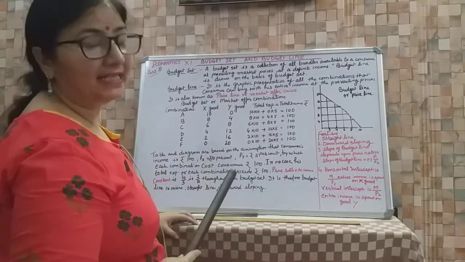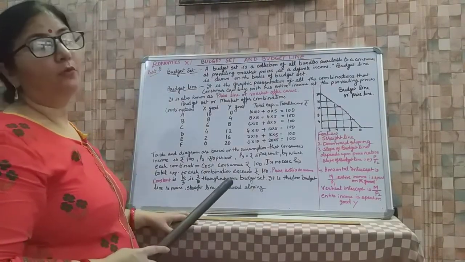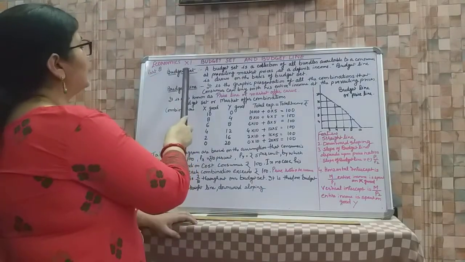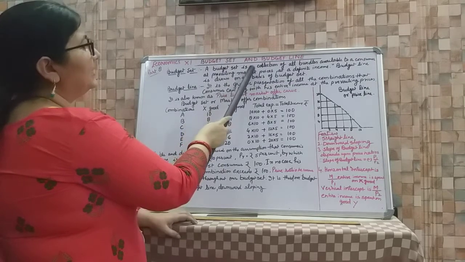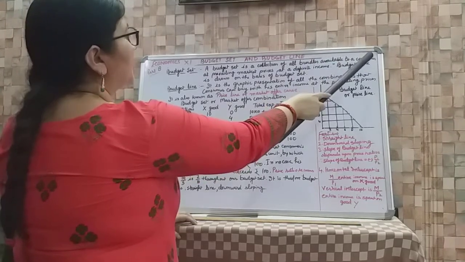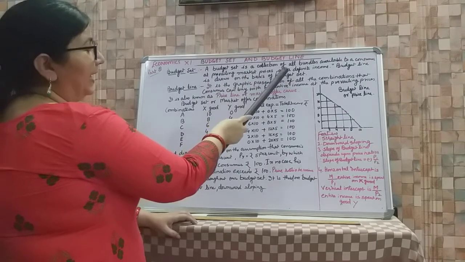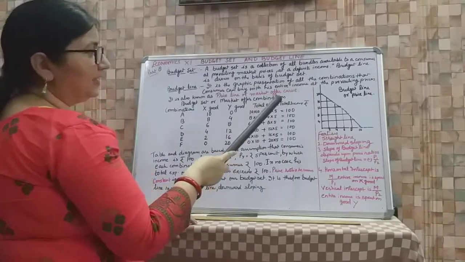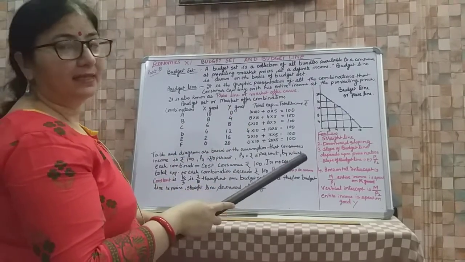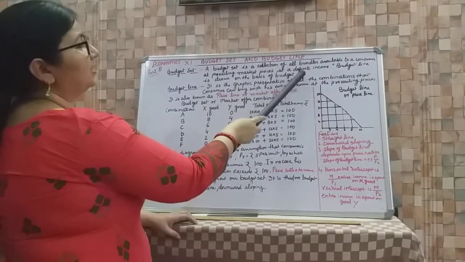Every individual makes a budget of how he will spend his entire income on two goods or different types of goods. So, a budget set is a collection of all bundles available to a consumer at prevailing market prices at a definite income. It means we have unlimited wants but limited resources, that is, income. The budget line is drawn on the basis of the budget set.